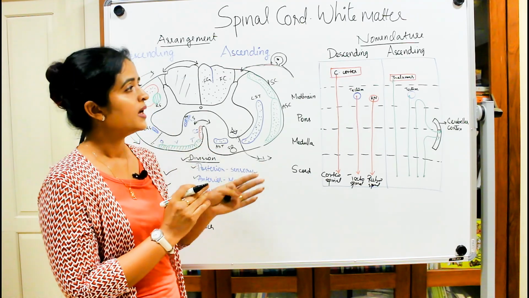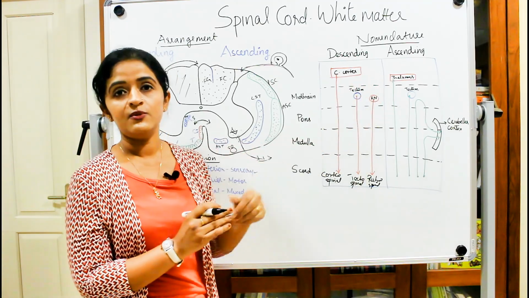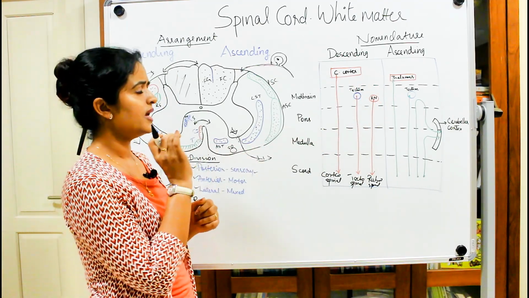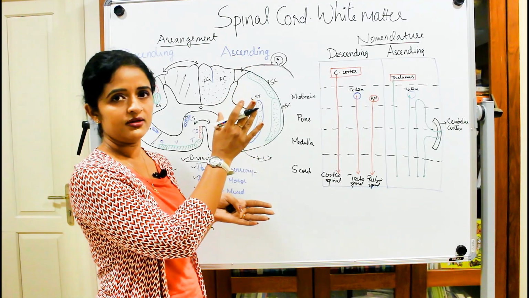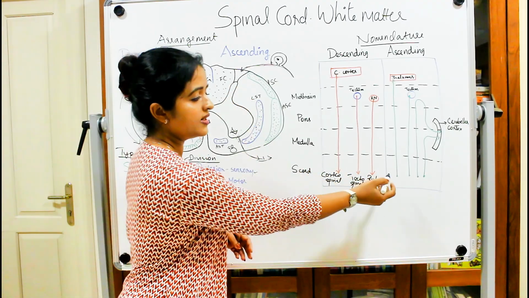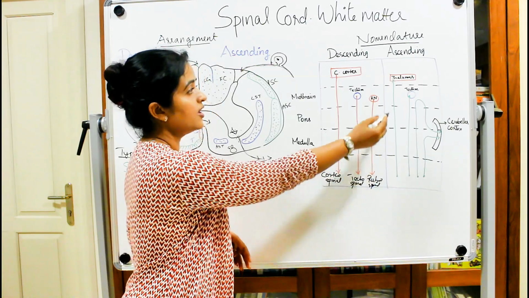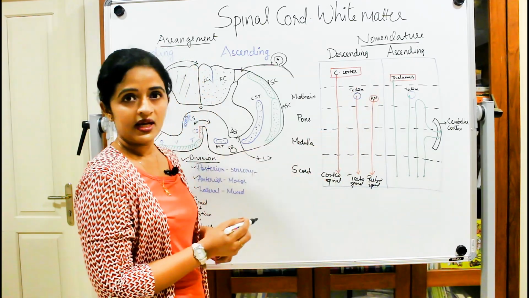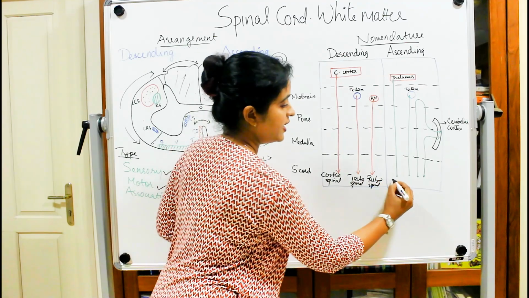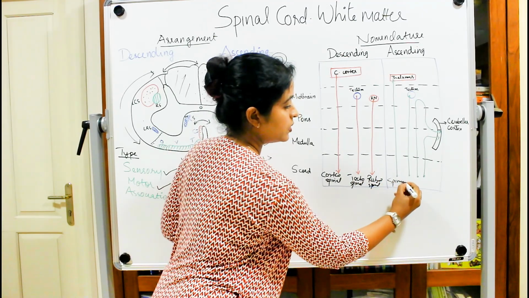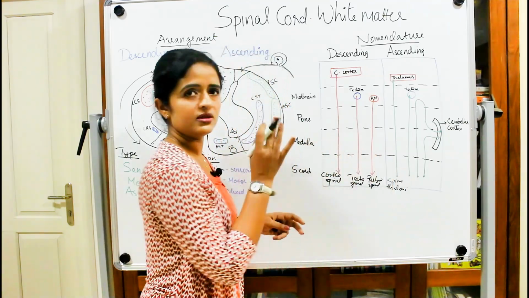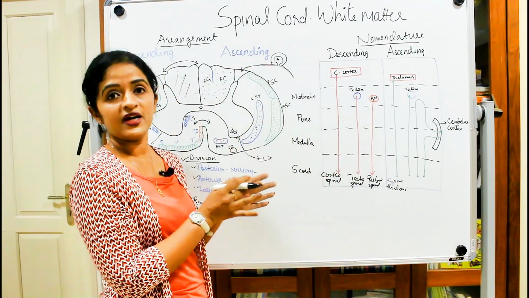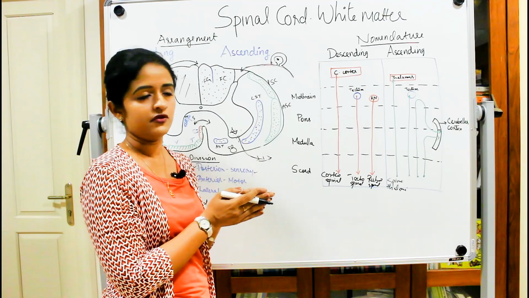Now we will try to name the ascending fibers. The ascending fibers start from the spinal cord and terminate in the higher centers, right? So the first one is, they are starting from the spinal cord and they are ending in the thalamus. So you call it as spinothalamic tract. It is very easy to name all these nerve fibers. Once you know the pattern of naming, it will be easy for you.